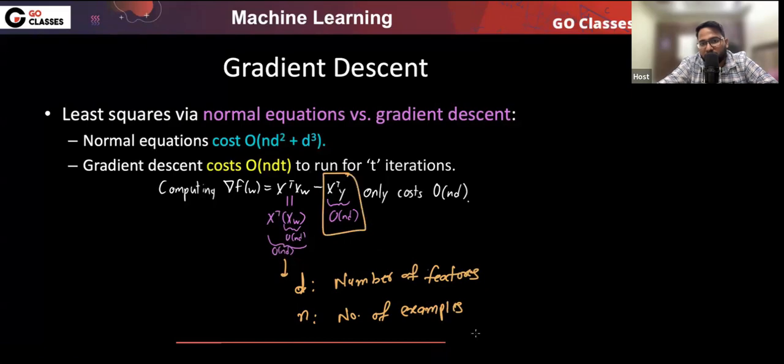For this also you take n into d, and then if you are running gradient descent, every time you need to calculate this gradient, right? If you're running t iterations, then ultimately you will be taking n d t time for gradient descent. And for normal equations you will be taking d cube plus n d squared, which we have discussed earlier. This is for Gaussian elimination.